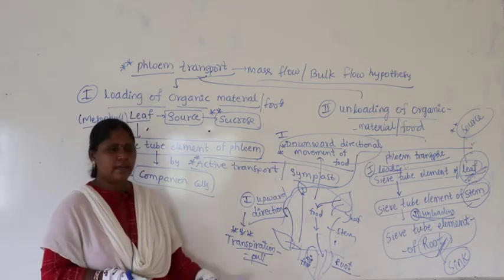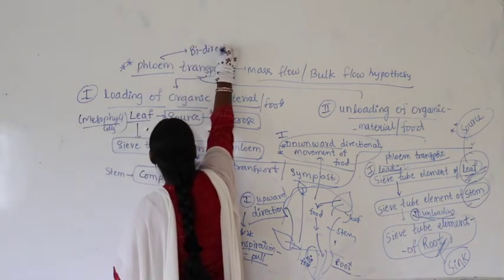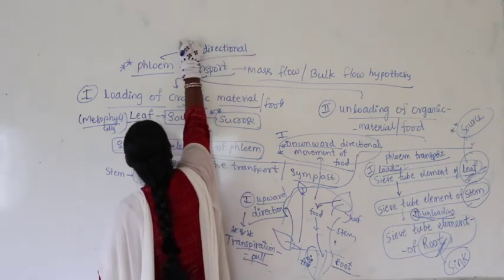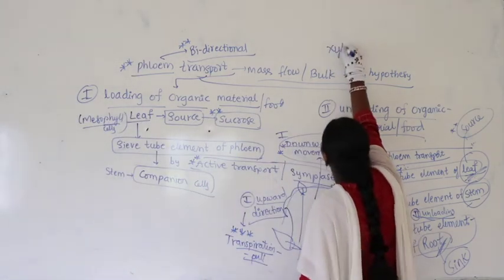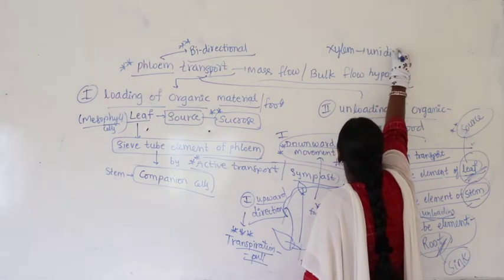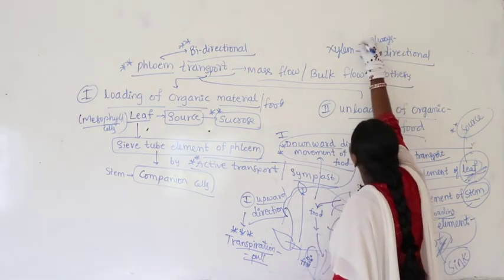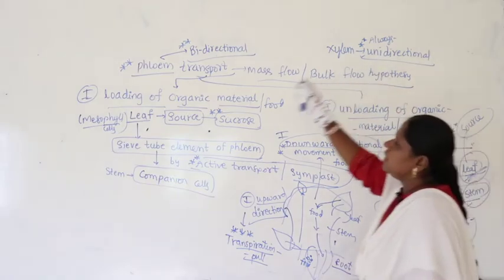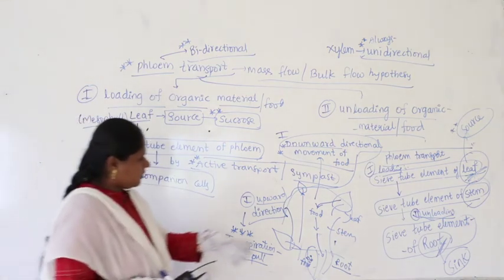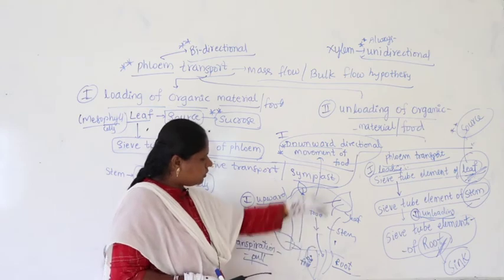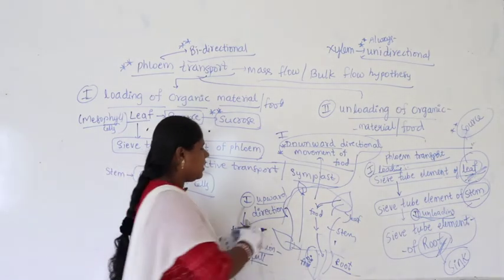But here try to understand, in the phloem, remember it is always bidirectional. Why do I say so many times that it is bidirectional? Because we have to remember, in xylem it is always unidirectional, but in phloem it is bidirectional. See here, food from the leaf is coming down through the stem to the root, this is downward direction, and from the lower base of the leaf or from the root, food is going in upward direction.